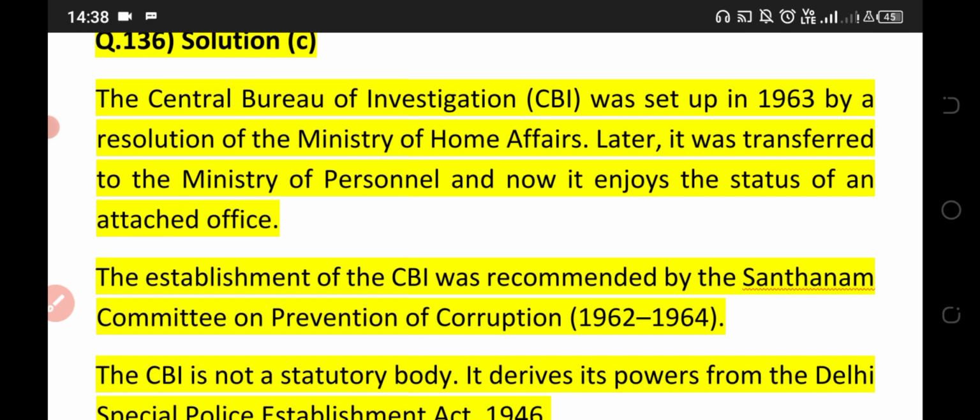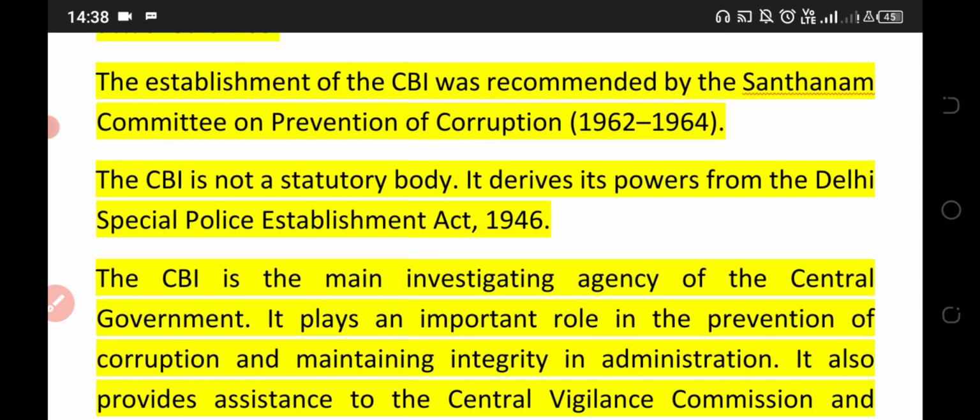Central Bureau of Investigation, CBI, was set up in 1963 by a resolution of the Ministry of Home Affairs. Later it was transferred to the Ministry of Personnel and now it enjoys the status of an attached office. The establishment of CBI was recommended by the Santhanam Committee on the Prevention of Corruption 1962-1964.